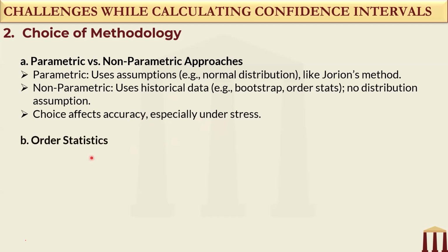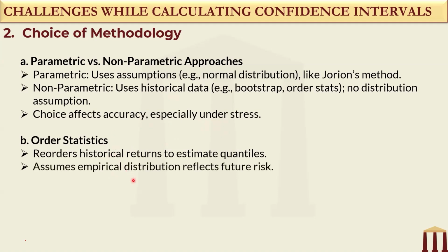Now let's talk about order statistics. Basically, just sorting past returns from lowest to highest to estimate your VaR and the bounds. So the problem is that your past distribution will reflect future risk. Okay, that is the assumption. But it, of course, is not always true, especially when there are abrupt shifts or even normal shifts in the market.